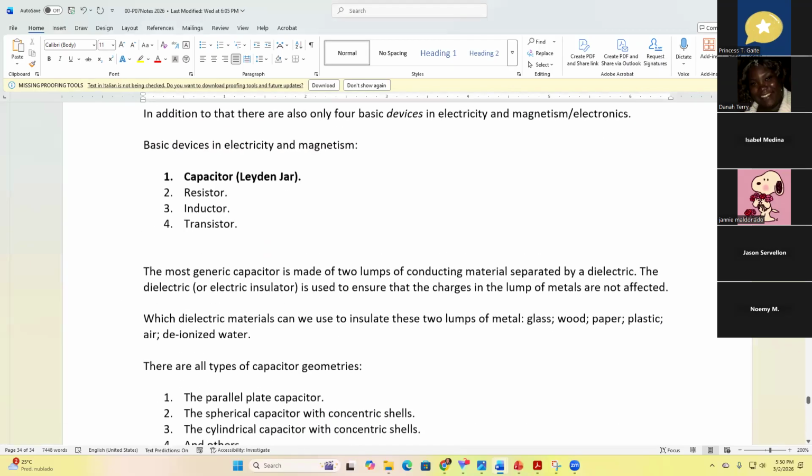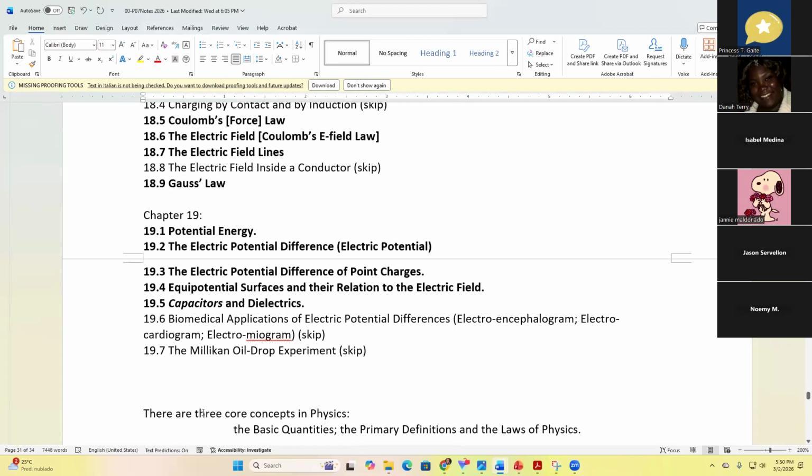What is going to come is very straightforward. Here you go, capacitors and dielectrics. We covered capacitors, but we didn't cover the dielectric portion, which we will do next time, okay? So I see you Wednesday.